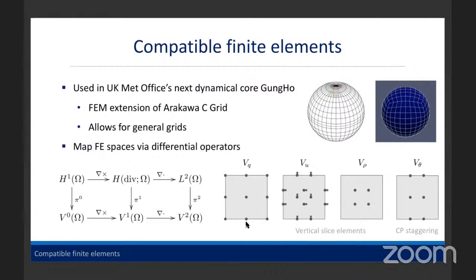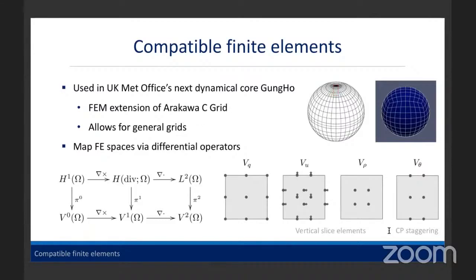You pick the finite element spaces such that they map onto each other via the differential operators that appear in the equations. So for example, the vorticity space gets mapped via the curl into the velocity space. And that space then gets mapped into the density space via the divergence operator. That then leads to better stability properties of the discretisation, similar to the Arakawa-C grid.